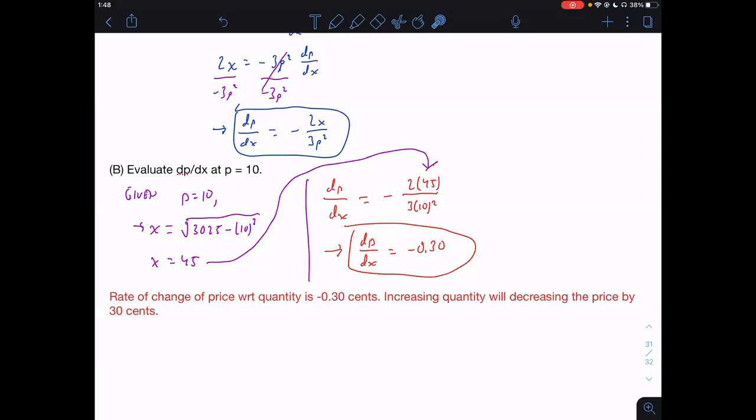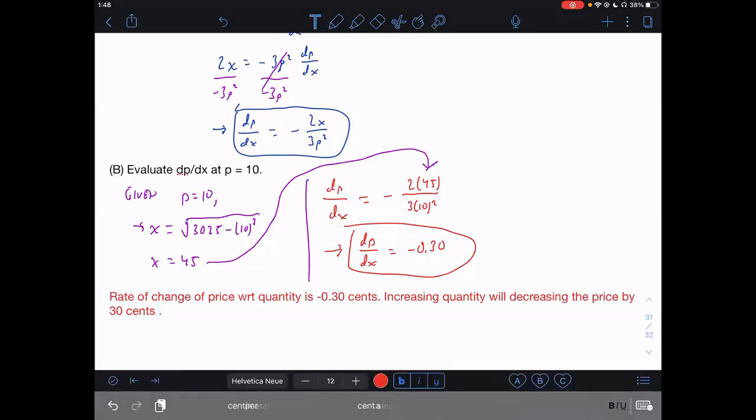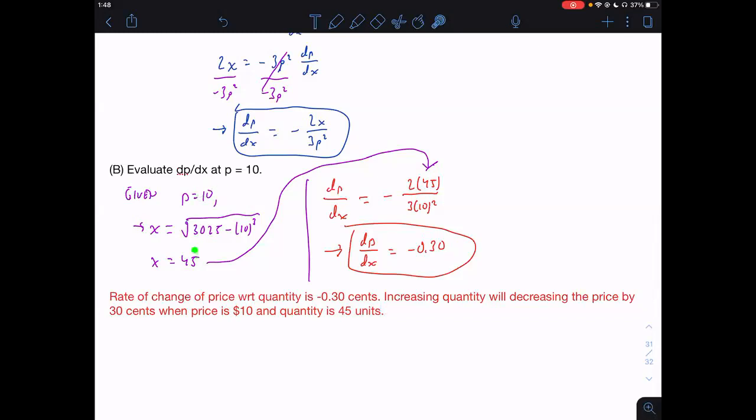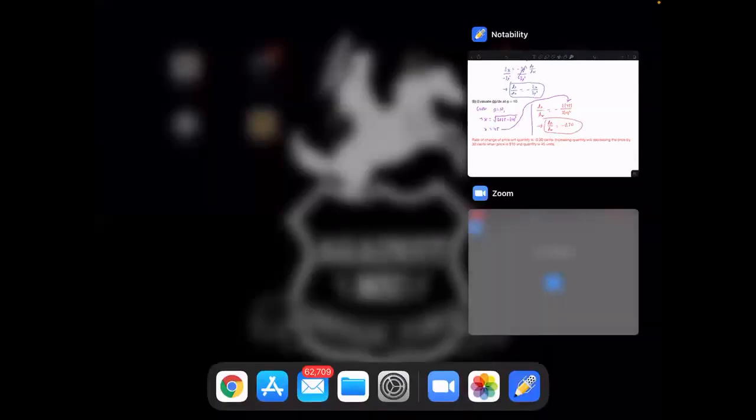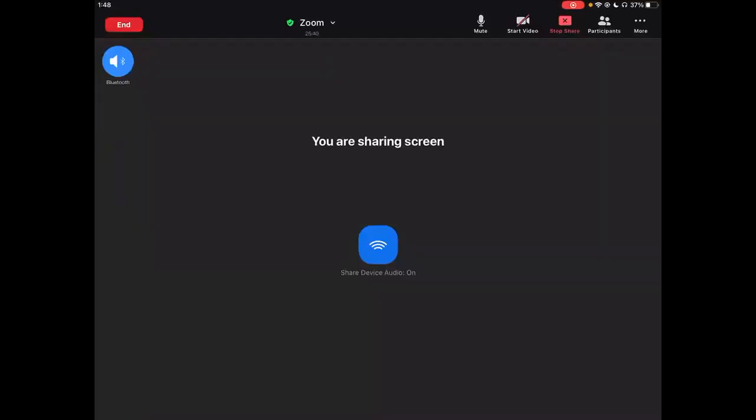Right? At, or when, I should say this, let me include that part, when price is $10 and quantity is 45 units. Okay, so at this price point, at 10 bucks, the demand quantity will be 45 units. So at this price point and quantity demand, the price of our item will be decreasing by 30 cents. Okay. And that concludes this last section here of chapter 3.